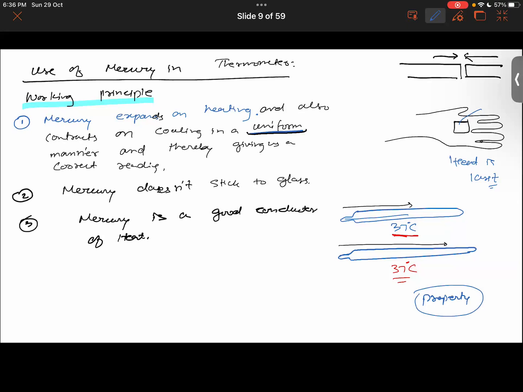So when we talk about the property of mercury, the symbol of mercury is Hg. So the property of mercury is basically what? It expands on heating. Okay. Yes, sir. And another property is that it does not stick onto the glass. Okay, so it is non-sticky to the glass. So because of these two main properties, we are using it in thermometers, right? Yes, sir.